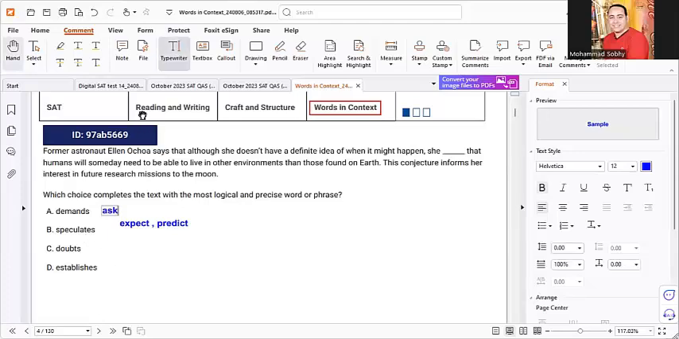Now, when you know the meaning of the word, you must all transfer to B, because B is the correct answer. Doubt, like not sure about. Establish, start, or make.